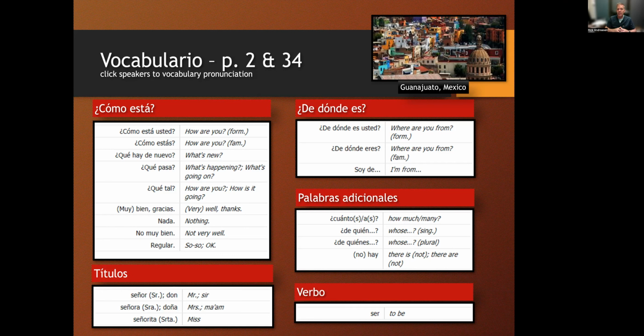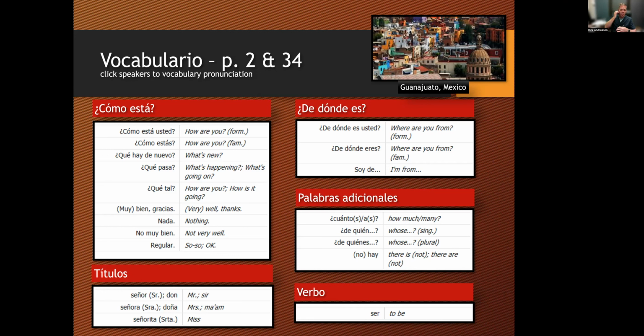And then on the next column, ¿de dónde es usted? The formal way, and the familiar way, ¿de dónde eres? Soy de. Soy is the form of saying I am. So soy de, I'm from. Soy de Arizona. Soy de Idaho. Soy de Mexico. So soy de is how you would say I'm from.